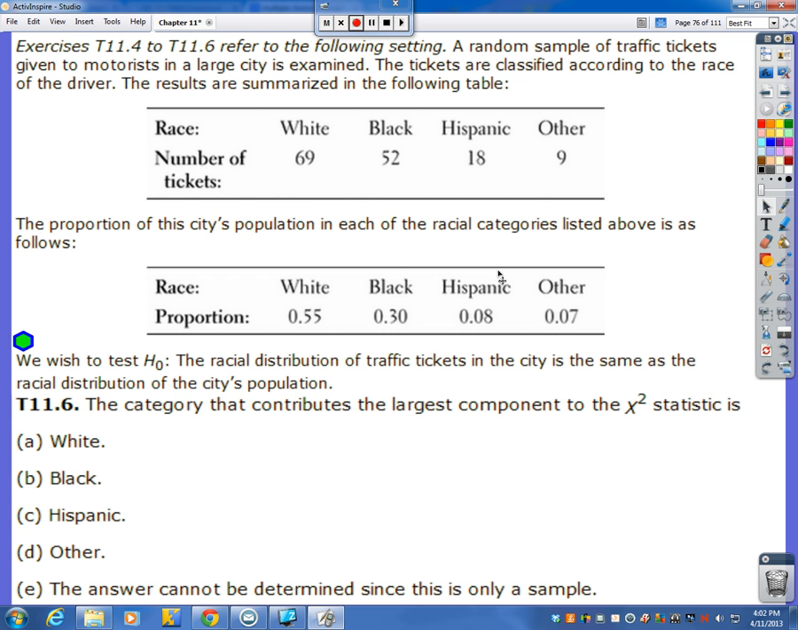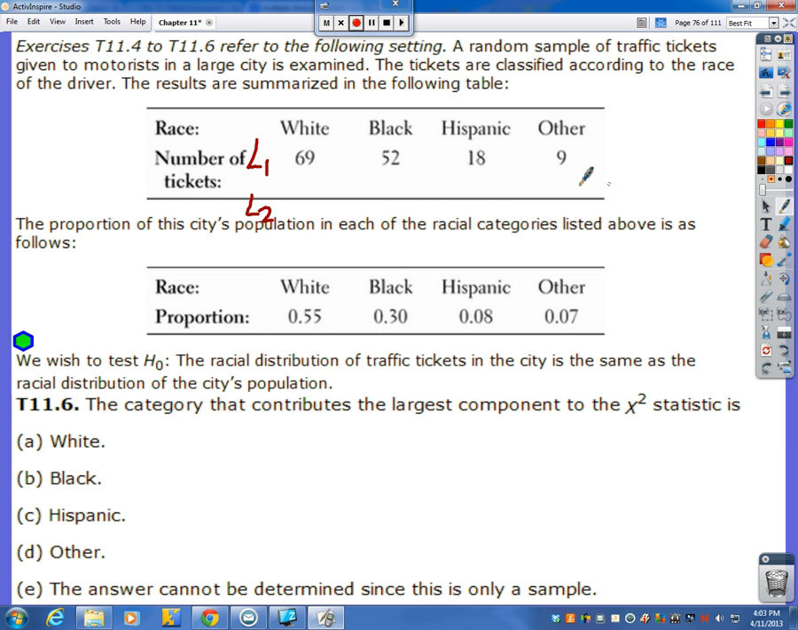Number 6, the category that contributes the largest component to the chi-square statistic. So this is where we really will have to go and put all these numbers into list 1, and then list 2, we're going to have to put in all those expected numbers. Okay, so list 1, go to stat edit, clear out my lists here. So I'm going to do 69, 52, 18, and 9. Those are all my observed.